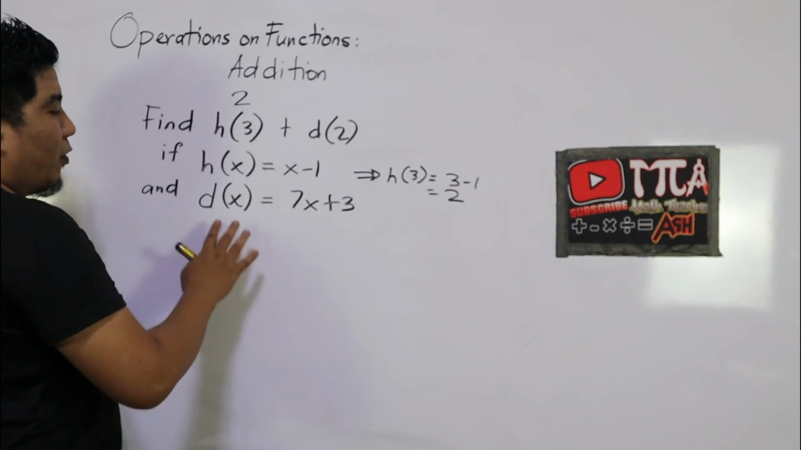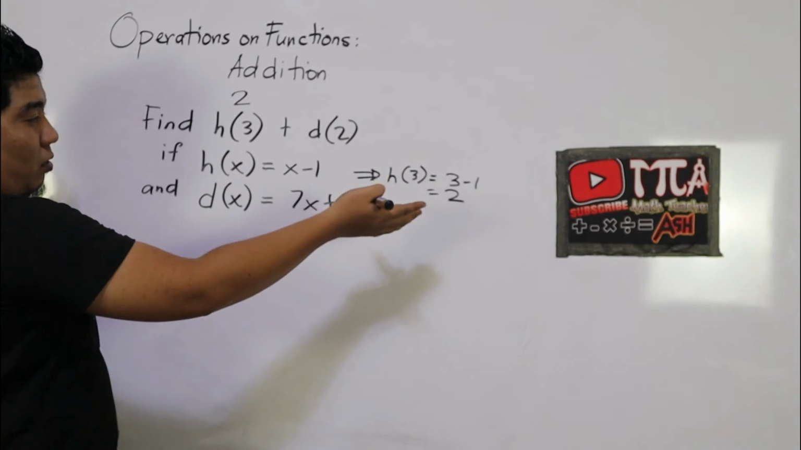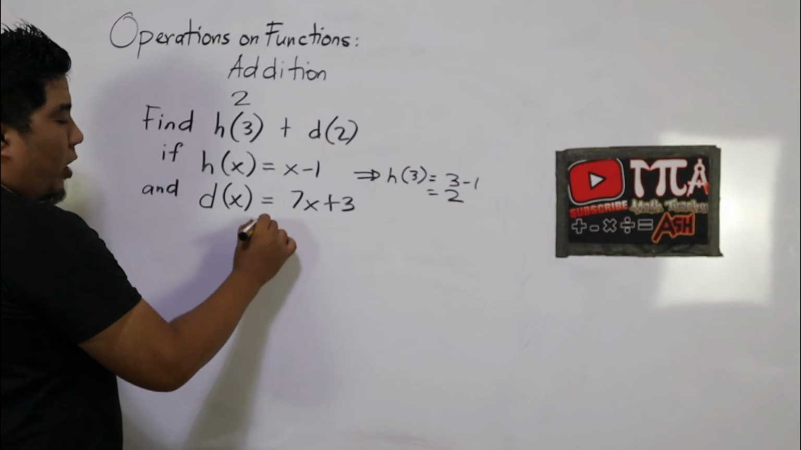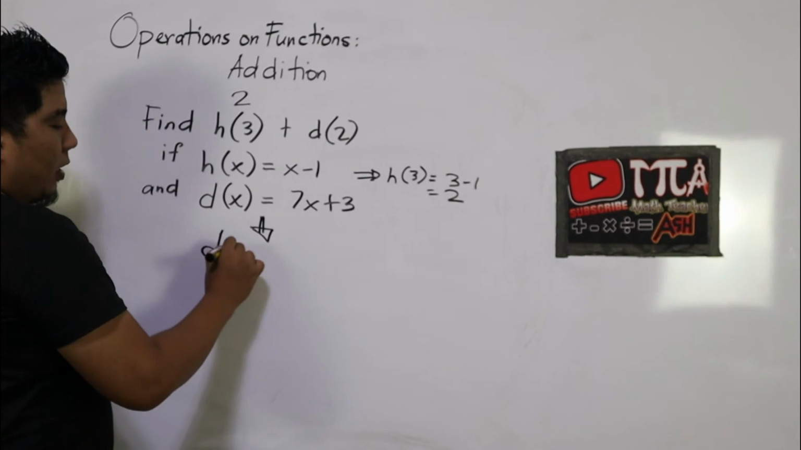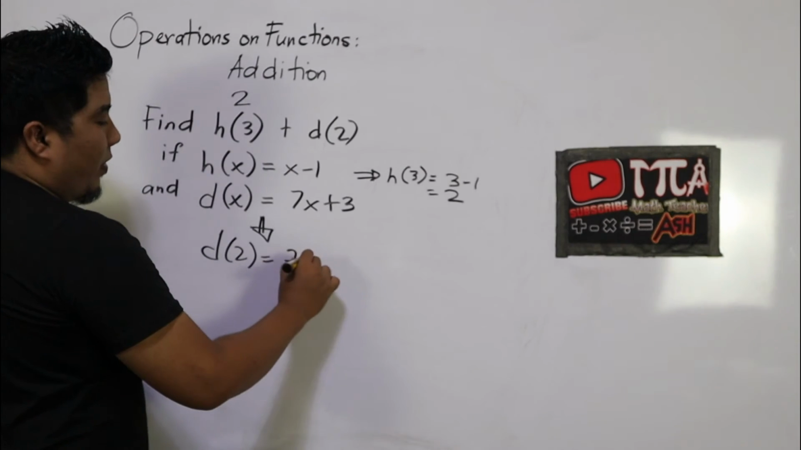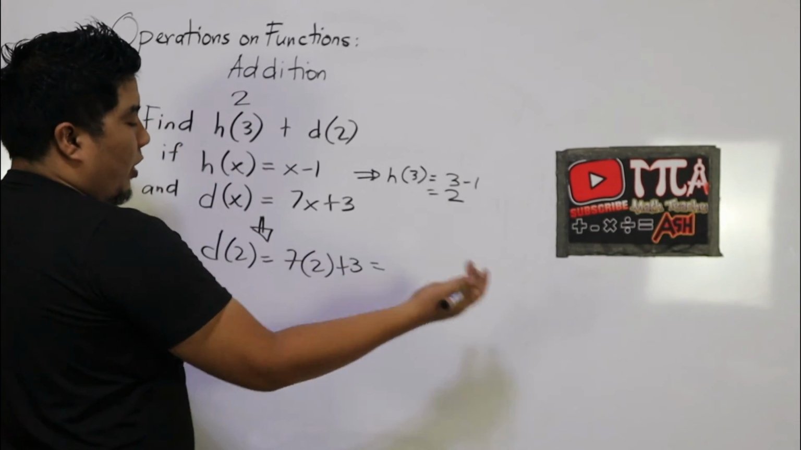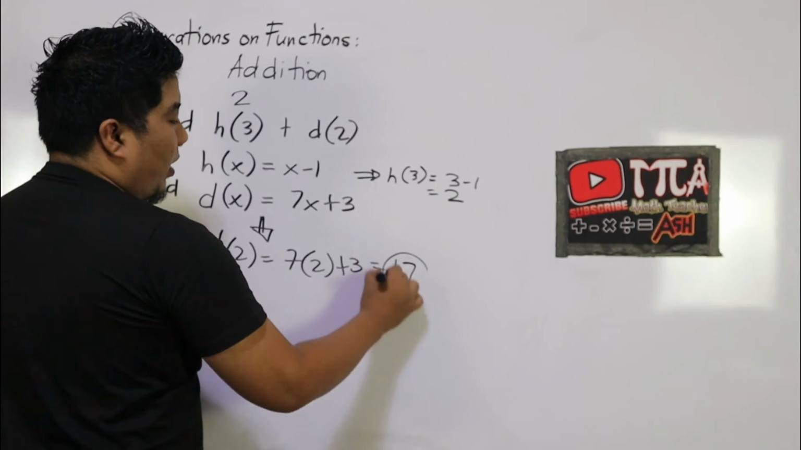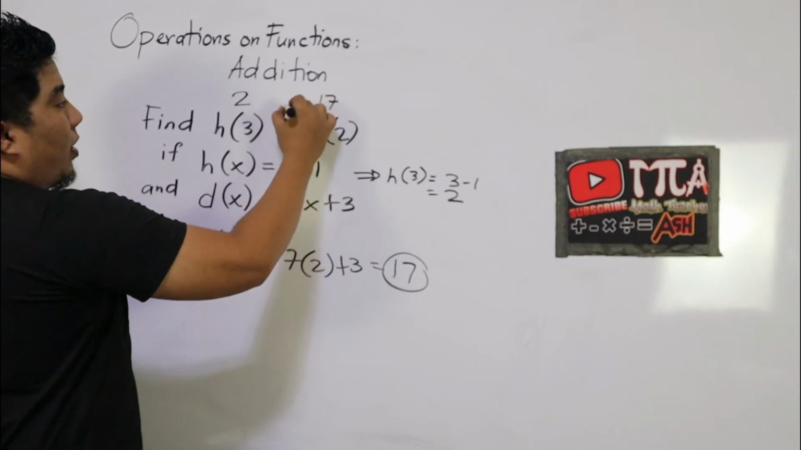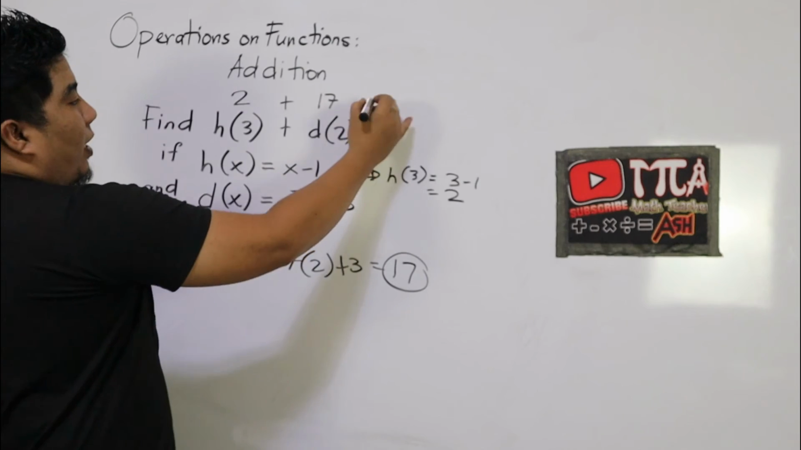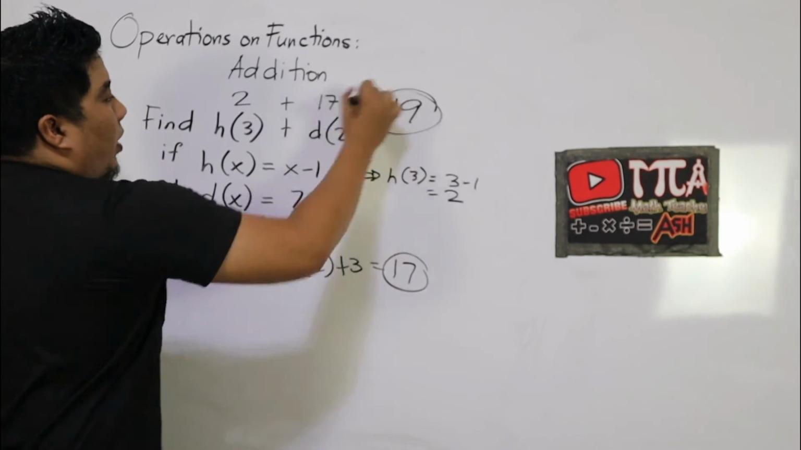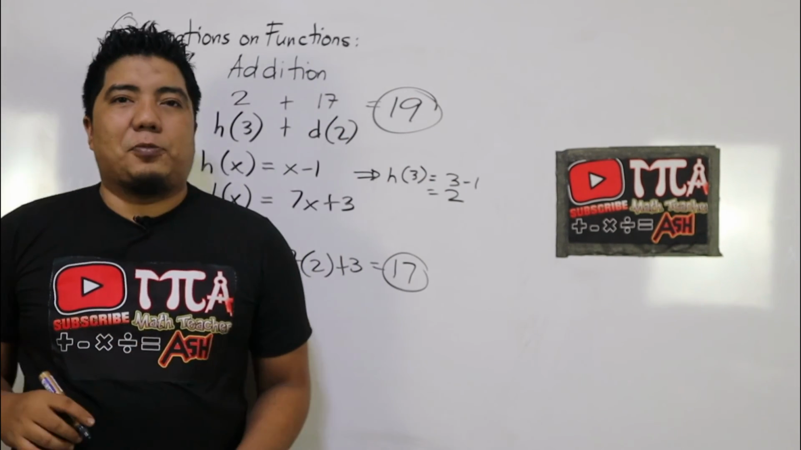Alright. Then for d of 2, what we need to do here is d of 2 is equal to 7 times 2 plus 3. So 7 times 2, that is 14. 14 plus 3, that is 17. So therefore, this is 17. So you just add 2 plus 17 and the answer is 19, and that will be your final answer.